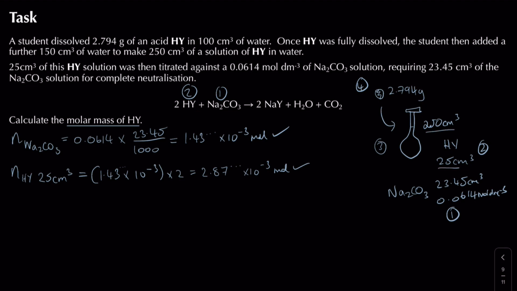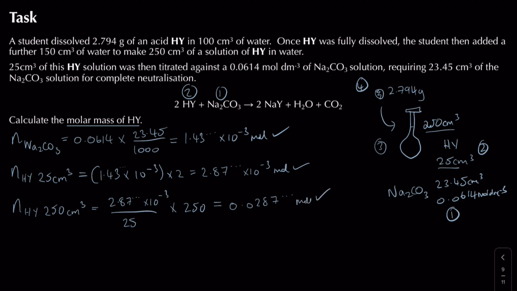We want 250 instead. If the concentration is the same throughout, to find the number of moles of HY in 250 centimeters cubed, first I take my number of moles of 2.87 times 10 to the power of minus 3 and divide that by 25, because that's the volume I've got. That gives me how many moles I've got in 1 centimeter cubed, and then I times that by 250, which gives me the moles in 250 centimeters cubed. I put that in my calculator and I end up with 0.0287, and that's how many moles I've got.